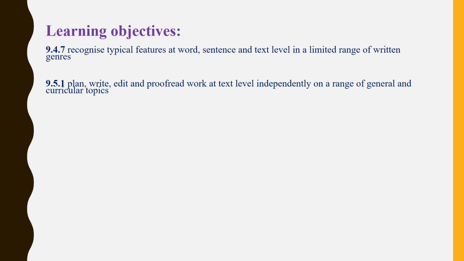Learning objectives. Recognize typical features at word, sentence, and text level in a limited range of written genres. Plan, write, edit, and proofread work at text level independently on a range of general and curricular topics.